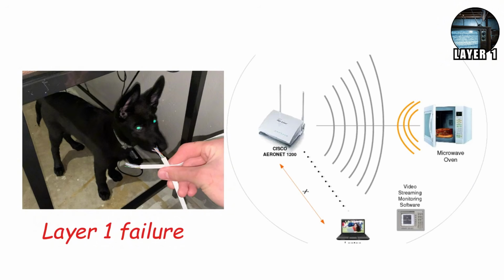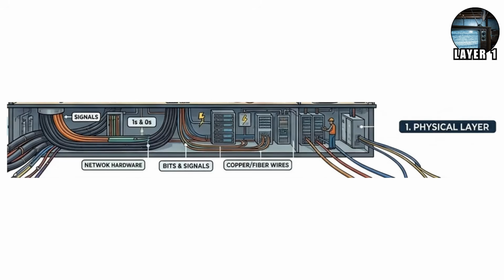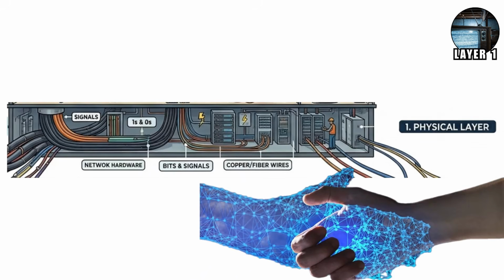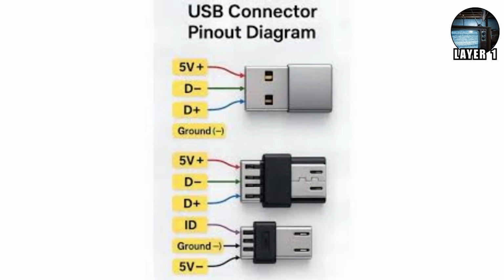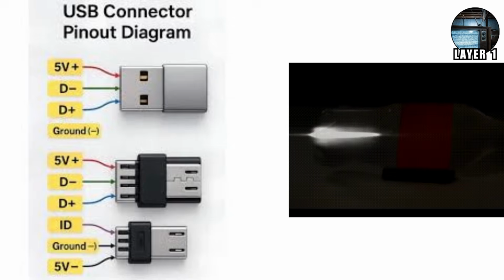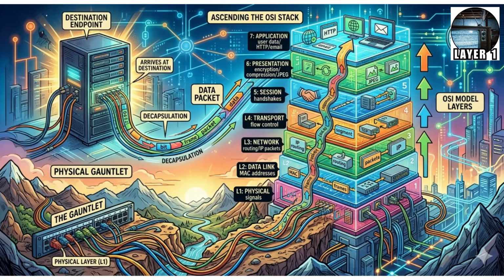If your dog chews your Ethernet cable, that's a Layer 1 failure. If your neighbor's microwave interferes with your Wi-Fi, that's a Layer 1 problem. This is the only layer that actually touches the physical world. It's the dirt under the fingernails of the internet. It defines things like how many pins are in a USB connector or how fast light can blink through a glass tube.